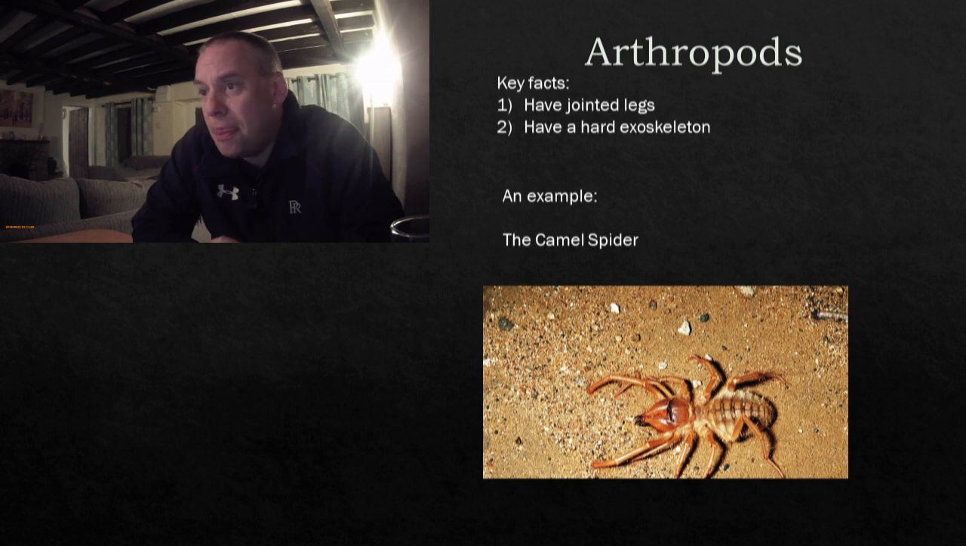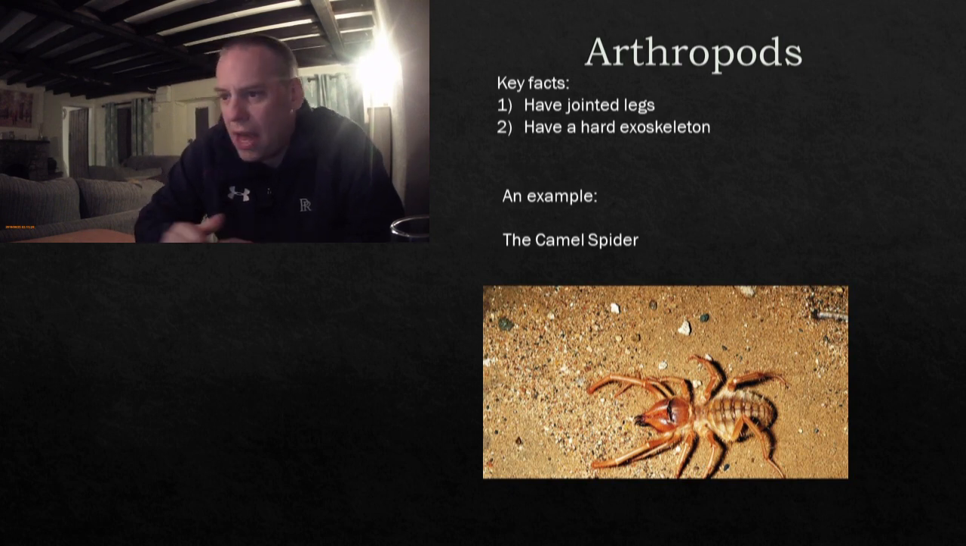Arthropods. We're going to do a complete lesson on these because arthropods is a key section of the curriculum. So we're going to look at arthropods in a lot more detail in a future lesson. But for the moment, I've put on just some key facts. And the key fact of arthropods is that they have jointed legs. So you can see on their legs the joints.